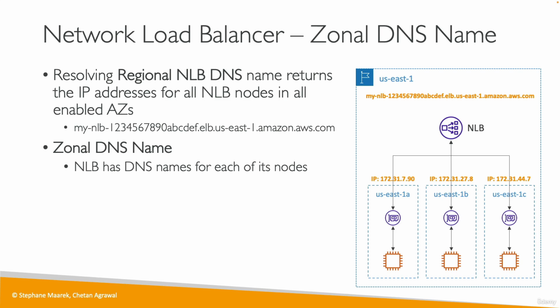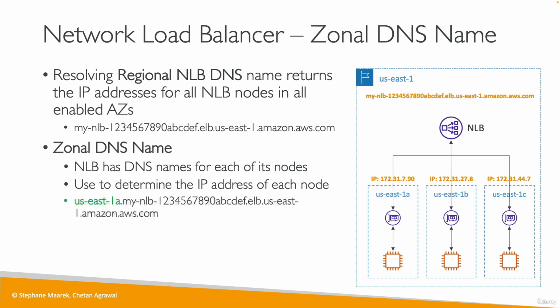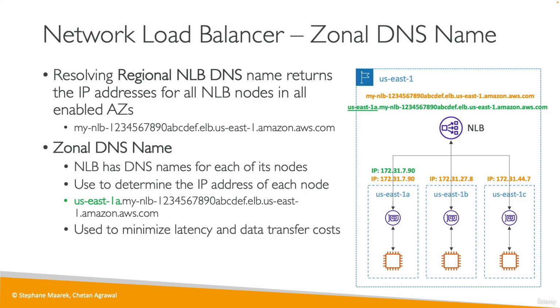And the idea is that the NLB has a DNS name for each of its nodes, based on the availability zone. And using this zonal DNS name, we can resolve only one IP address, which is the IP address of each node. So for example, if you wanted to know what was the IP address of the node in US East 1A, then you would add US East 1A to your DNS name, and then it would return only the first IP. So why would you do this? Why would you want to resolve a specific node? Well, this could be, for example, to minimize latency or data transfer costs.